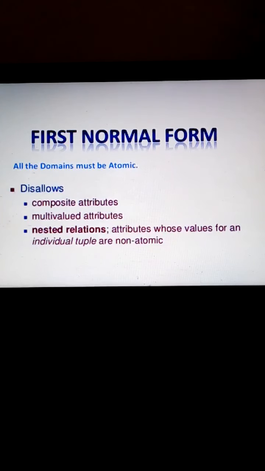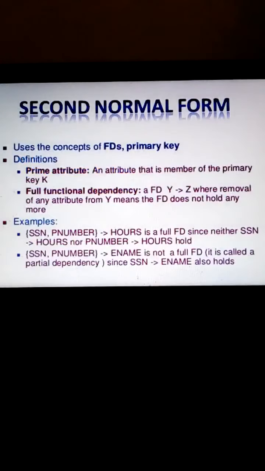So as a summary, we can say in first normal form, every domain must be atomic by nature. There should not be any composite attribute, there should not be any multi-valued attribute, and there should not be any nested relations in the database. If my database follows all these rules, that means my relation is in first normal form. Now move to second normal form.